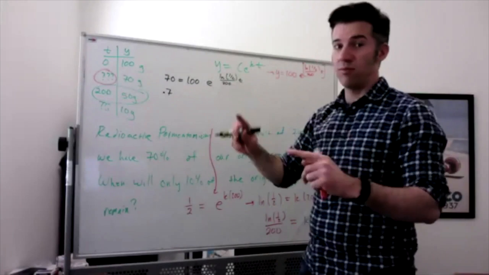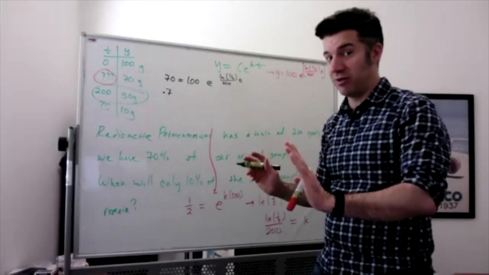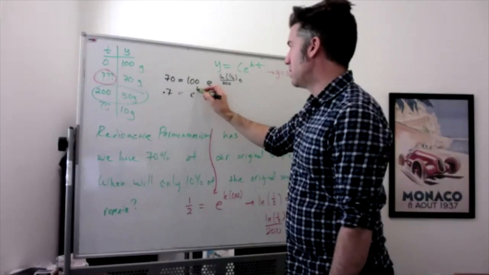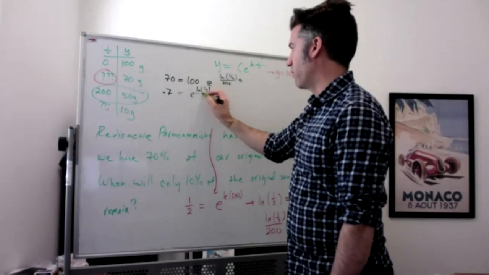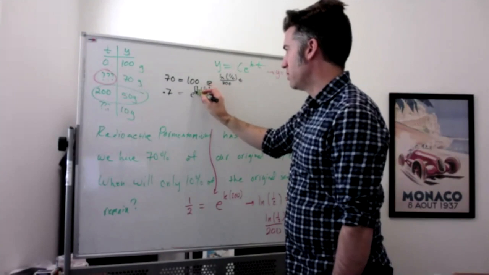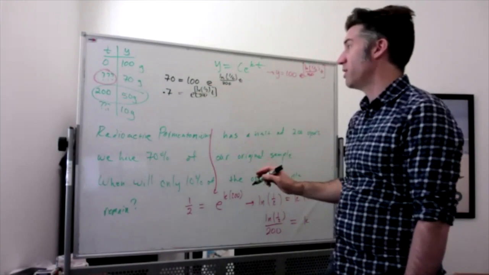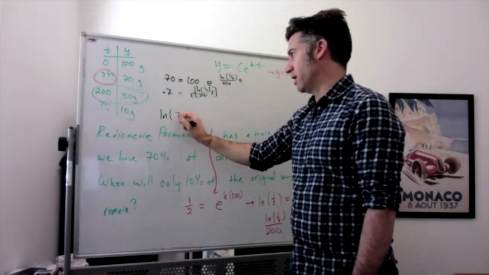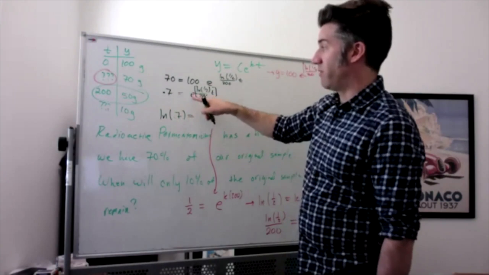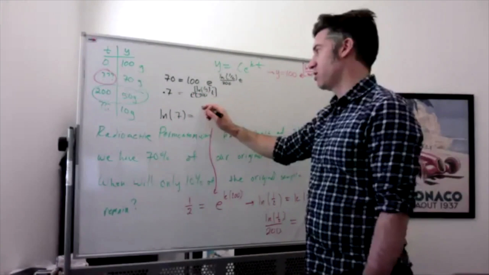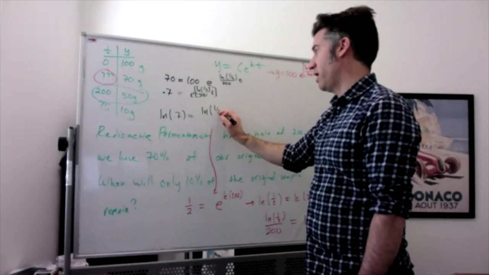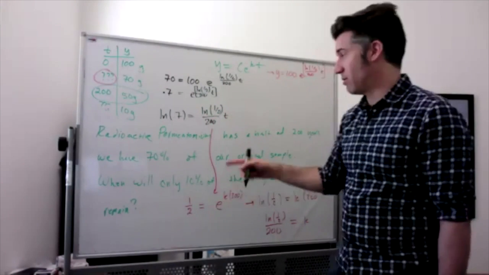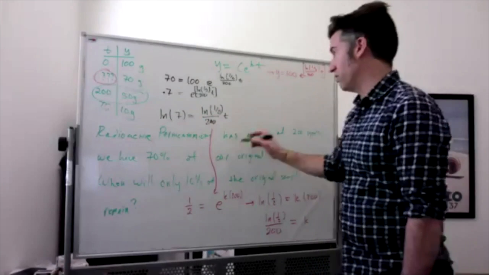Sorry, before we should divide both sides by 100, not by 50. Anyway, we get 0.7 equal to e to the natural log of 1/2 over 200 t. Sorry, I know things are getting kind of crammed in there. Take the natural log of both sides. Natural log of 0.7 equals the natural log of e to a power, which is just the power. So it's natural log of 1/2 over 200 times t. Solve for t by multiplying by 200 divided by natural log of 1/2.